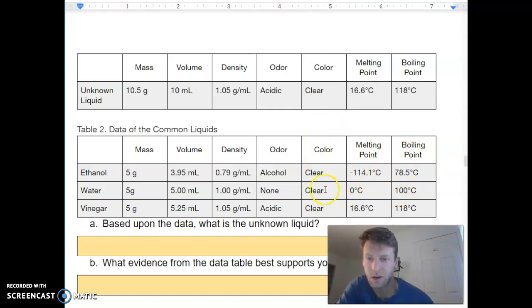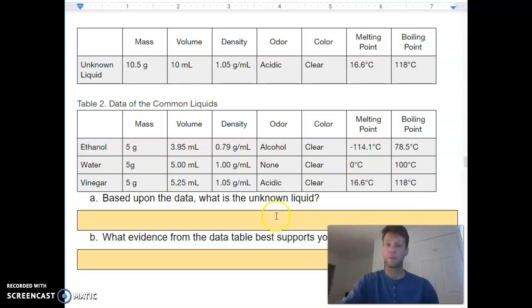Let's go ahead and look at it. So we started with something with a density of 1.05. Well, it looks like vinegar also has a density of 1.05. The odor is acidic. The melting point is 16.6 degrees Celsius, and the boiling point is 118 degrees Celsius. So that means the unknown liquid is vinegar.